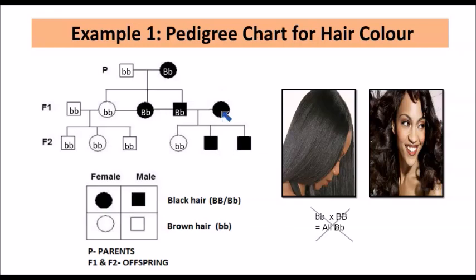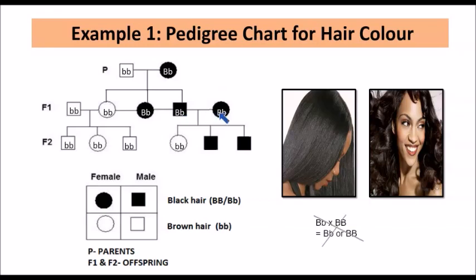So is this mother heterozygous or is she homozygous dominant? So if this mother was homozygous dominant and she mated with the heterozygous father, all of her children should have black hair. So some children might be heterozygous or some might be homozygous dominant. But clearly there is a brown-haired child, so that cannot be a possibility. So therefore the mother would have to be heterozygous in order to produce a child that has brown hair.